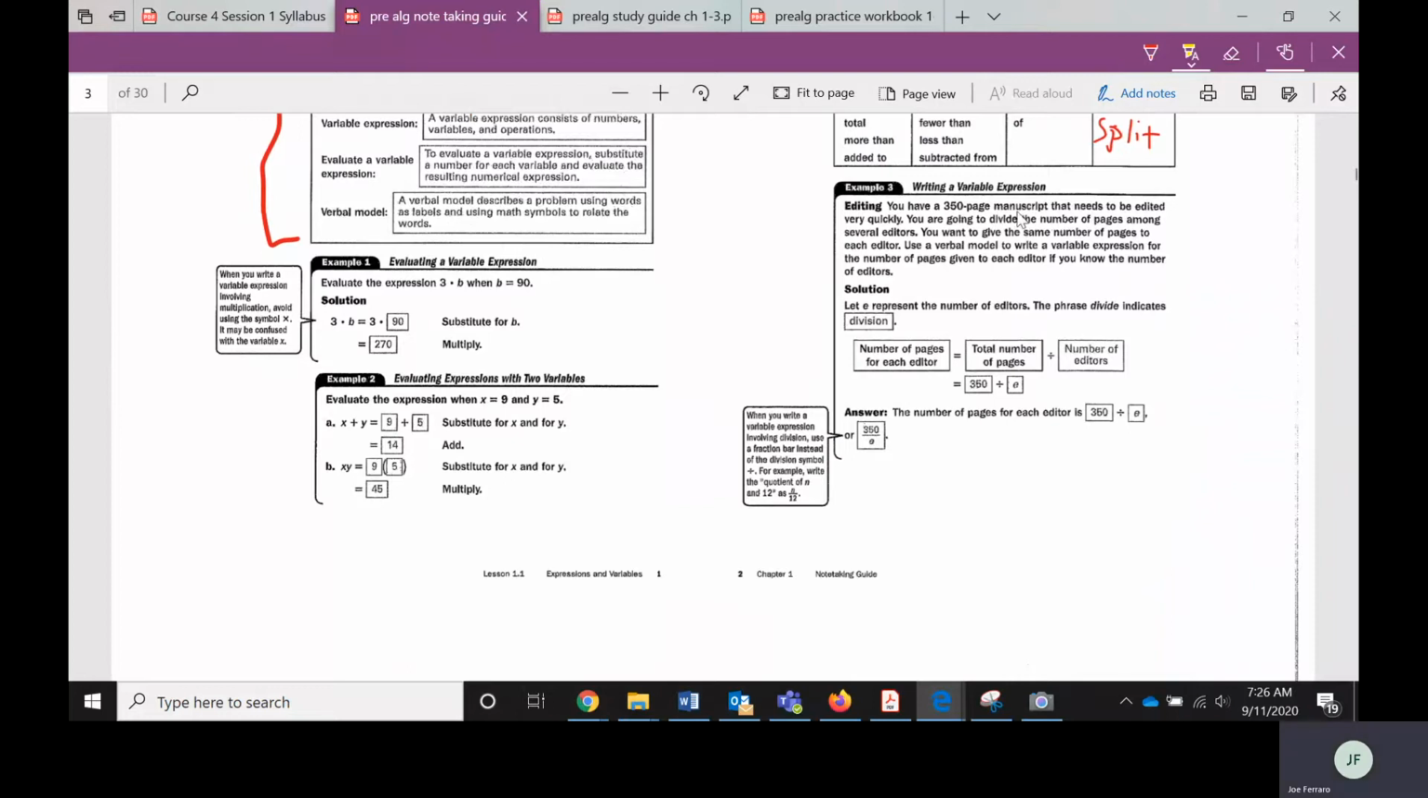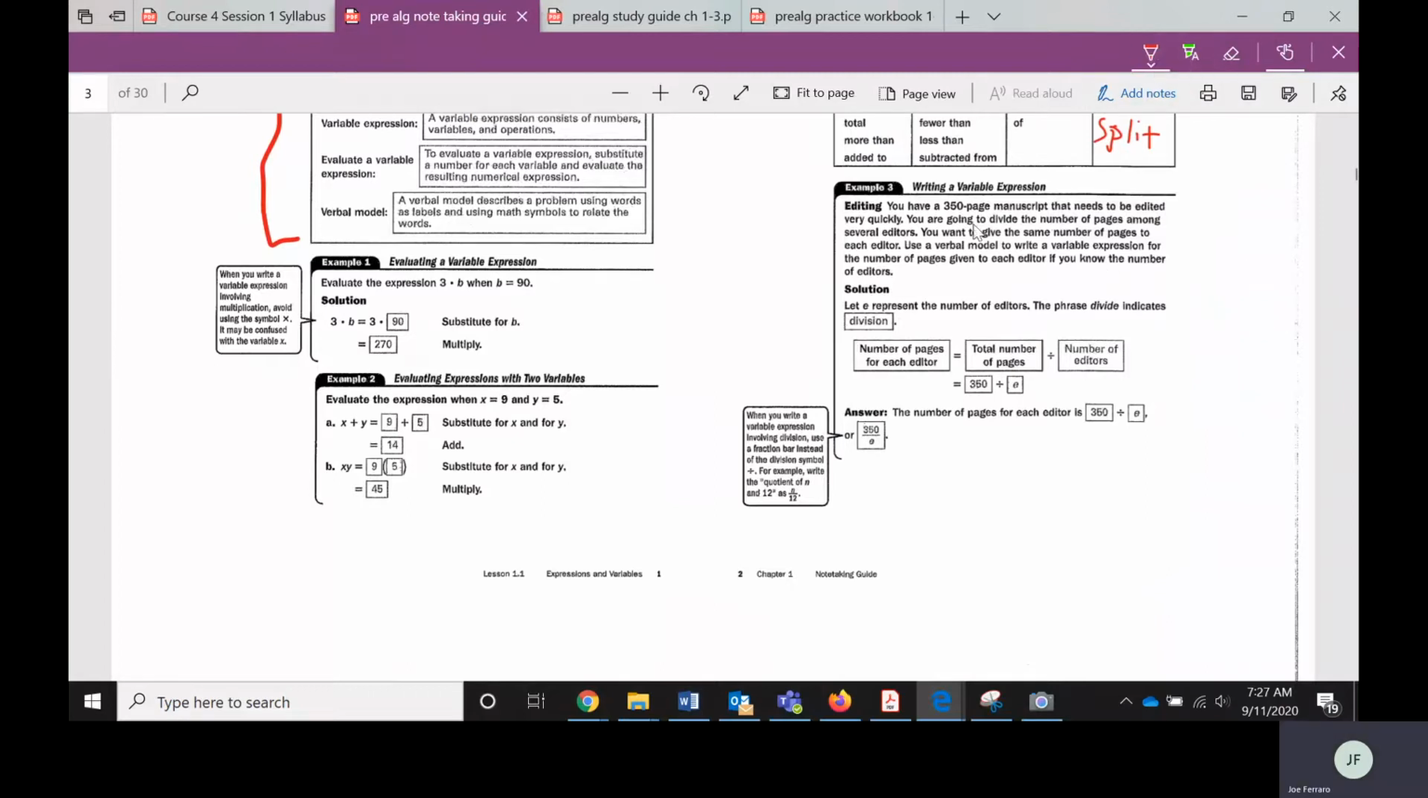That's not working there, so I don't know why not. But anyways, it says you're going to divide. I wonder why that doesn't work. Let's try a different color.